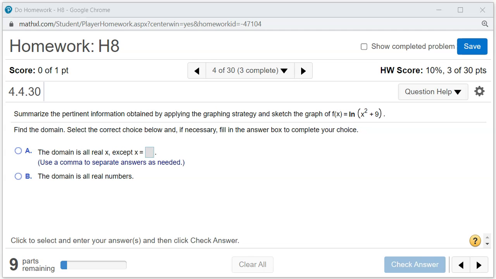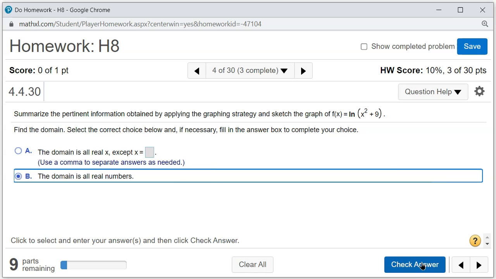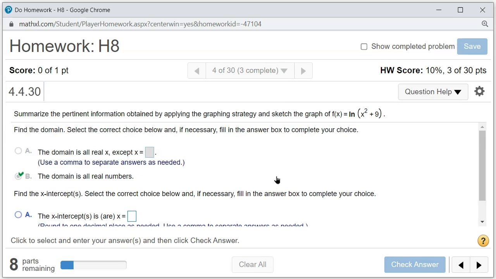All right, let's look at homework 8, problem number 4. We have this function, f of x equals natural log of x squared plus 9. We want to find the domain. Natural log cannot take a negative value or 0, but you can see that x squared plus 9 is at least 9, so we can plug in any x you want. So its domain is all real numbers. We got that. That was easy.